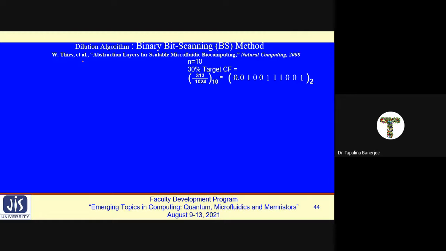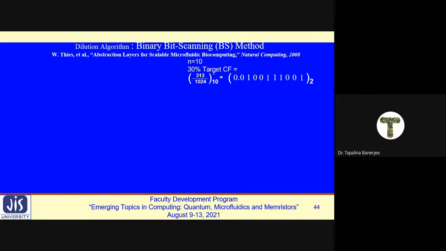Now we can see, if our target is a 30% target CF with n as 10, then we can write it this way, 313 by 1024. This 1024 is nothing but simply 2 to the power n, that is 2 to the power 10. Now, if we consider making the binary equivalent of this value, it should be like this. Here n is a positive integer that determines the maximum allowable error in CF. Fine. CF means concentration factor.